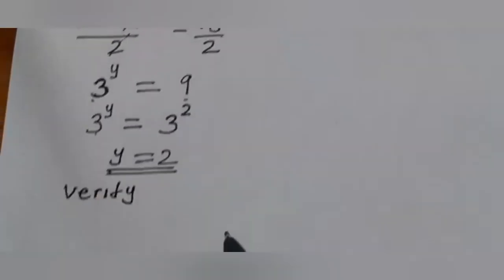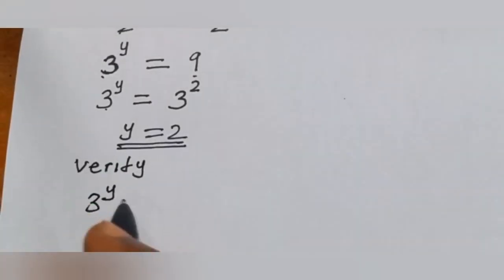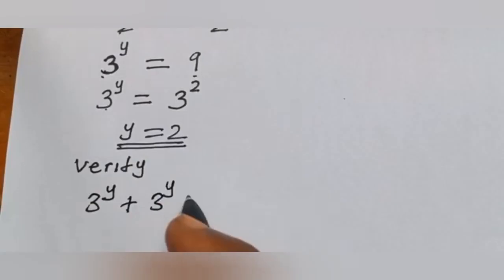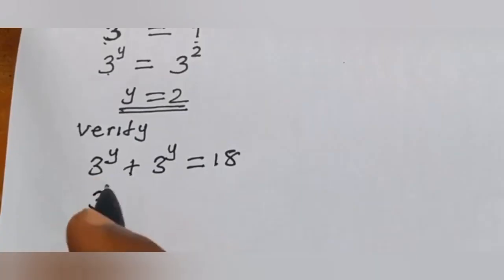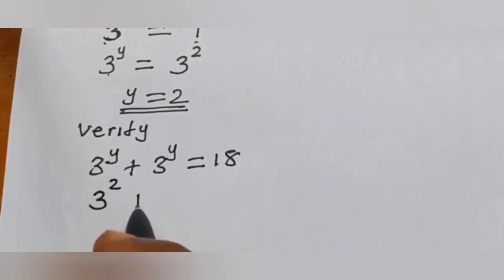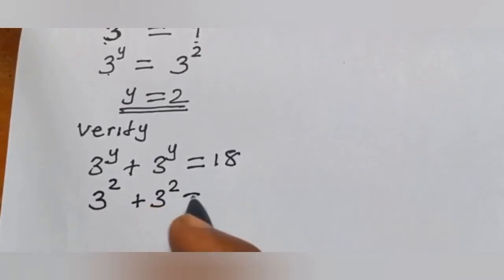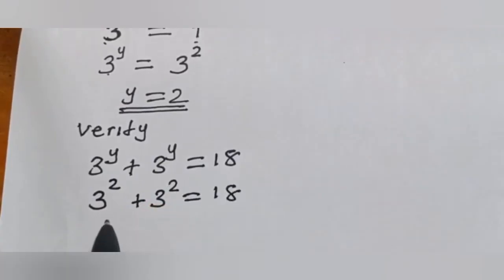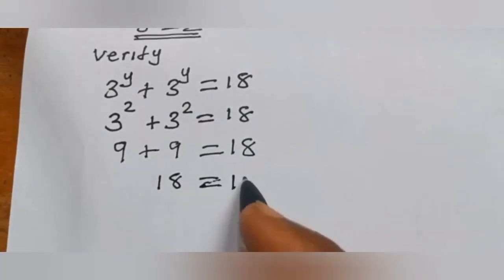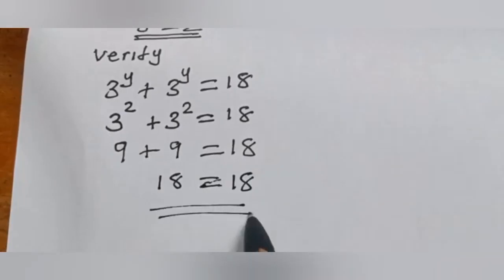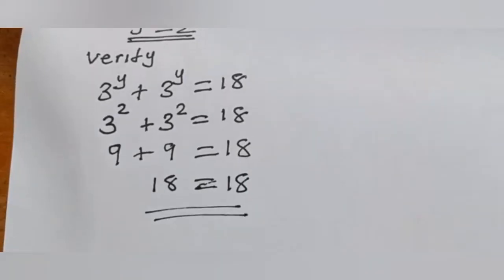Let us verify. We have 3 power y plus 3 power y equals 18. But the value of y here is 2. So we have 3 power 2 plus 3 power 2 equals 18. 3 power 2 is 9. Again here 3 power 2 is 9. So we have 9 plus 9, which is 18. So we find that 18 equals 18. So the value of y, which is equal to 2, is true.